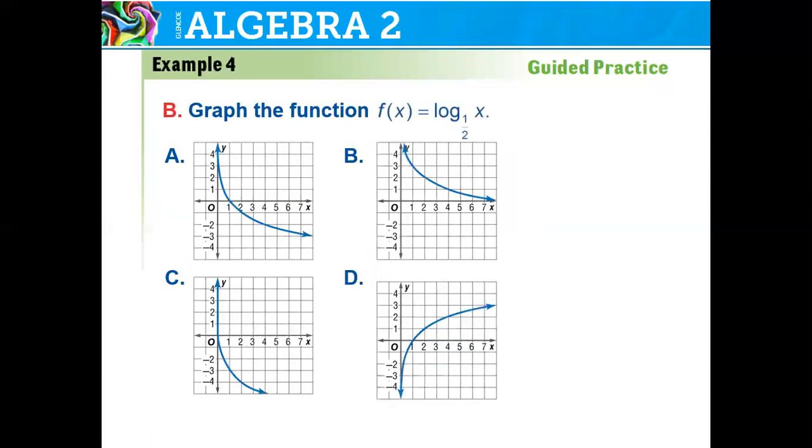Again, this is another example, but now for the b, it's between 0 and 1. Based on the information that you know, the answer will be A.